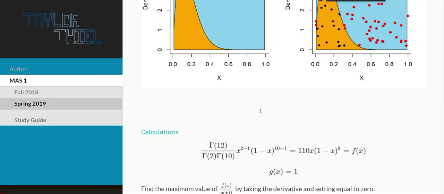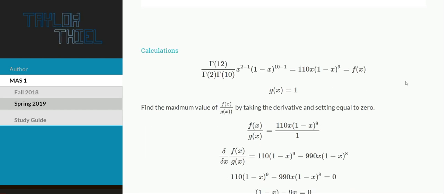So now to jump into the actual calculations here. First off, just going into the formula sheet, pulling the PDF for a beta distribution, and then plugging in those values. Alpha is 2, beta is 10, and theta equals 1 gets us this mess on the left here. And that simplifies to 110x times 1 minus x to the power of 9. And then again, g of x is just equal to 1.